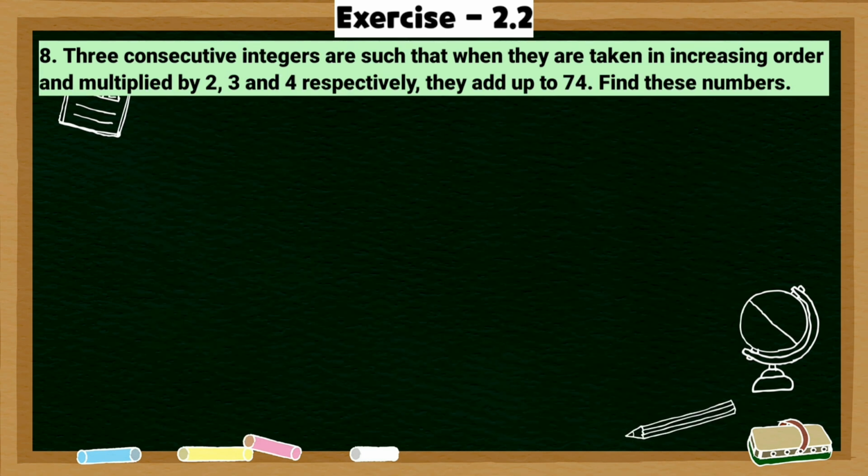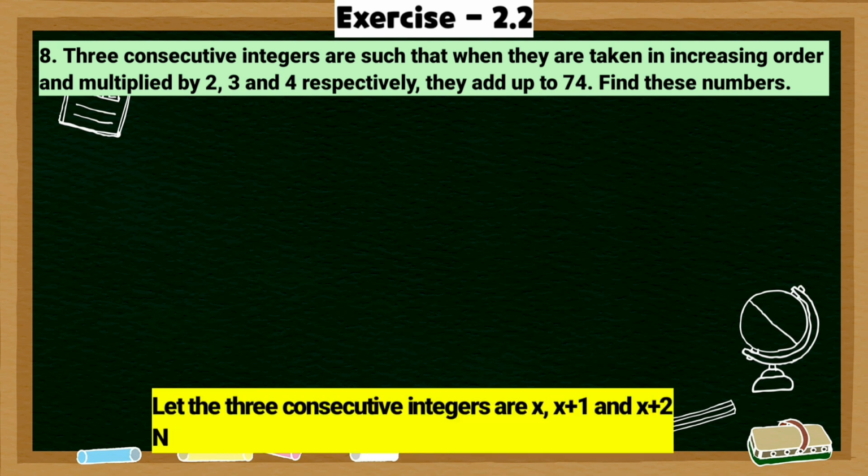Now question 8 is: three consecutive integers are such that when they are taken in increasing order and multiplied by 2, 3 and 4 respectively, they add up to 74. Find these numbers. So सबसे पहले आप consecutive integers को consider करेंगे x, x plus 1 and x plus 2. Now it is given when it is multiplied by 2, 3 and 4 respectively. So 2 को x से multiply करेंगे, it will be 2x plus 3 into x plus 1 plus 4 into x plus 2, that is equal to 74.